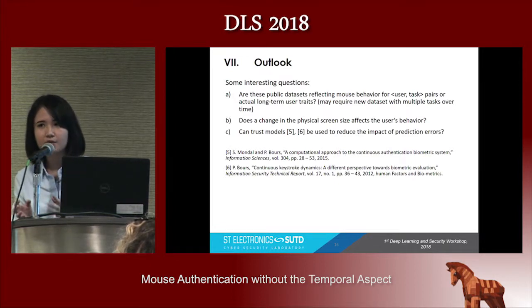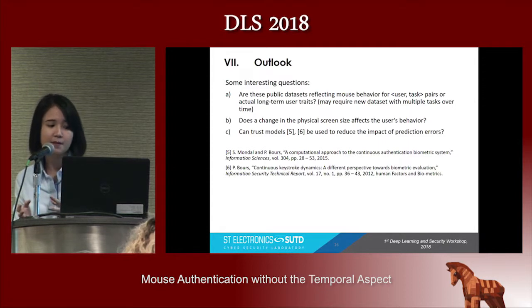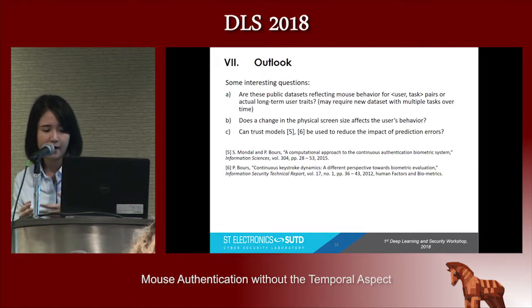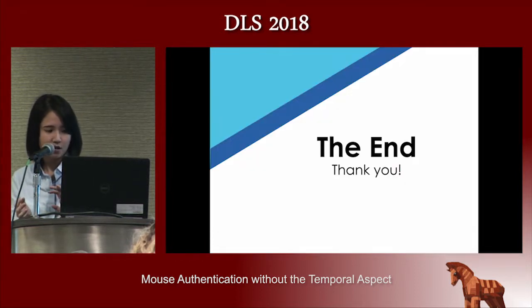And seeing how the performance of the model was severely impacted when the resolution at test time is different from the train time, we want to know whether a change in the exact physical screen size will affect the user's behavior, and how it will impact the overall performance of the model. And finally, can trust models from these two related works be used to reduce the overall impact of prediction errors? So that's the end of my presentation today. Thank you for listening. I'm happy to take questions.